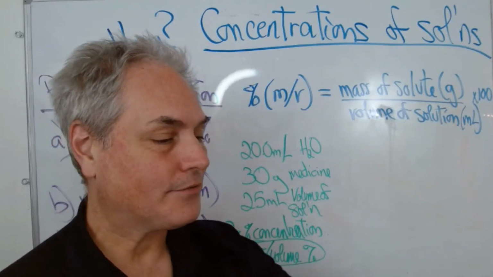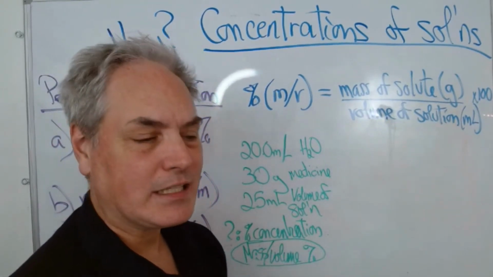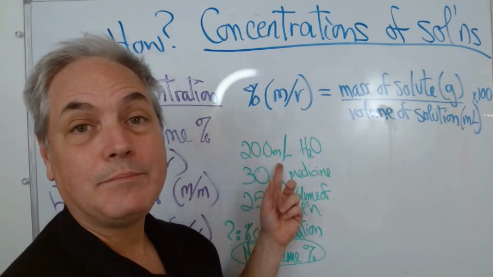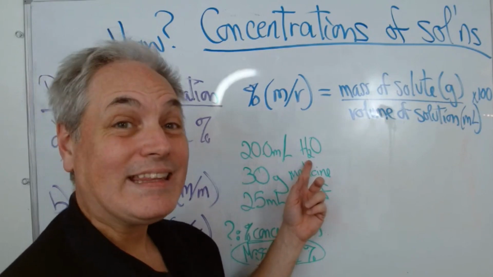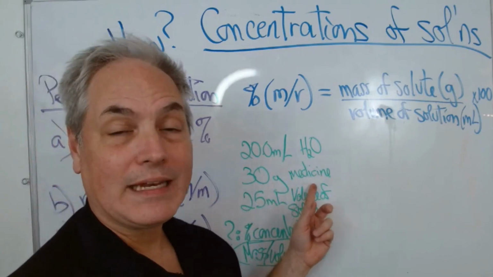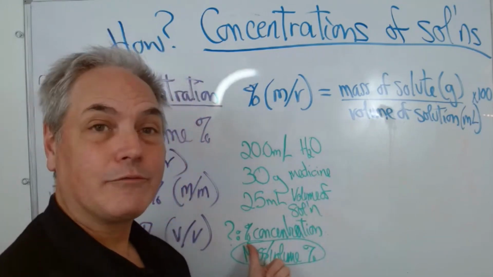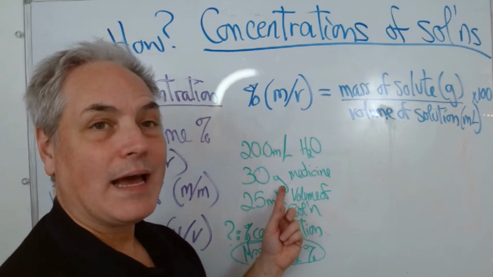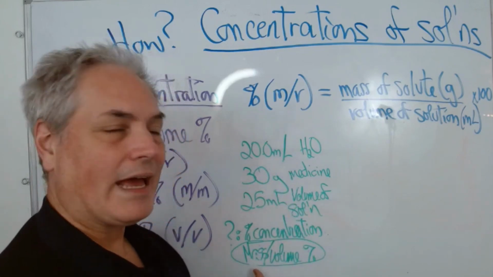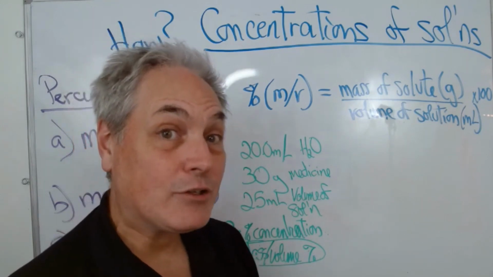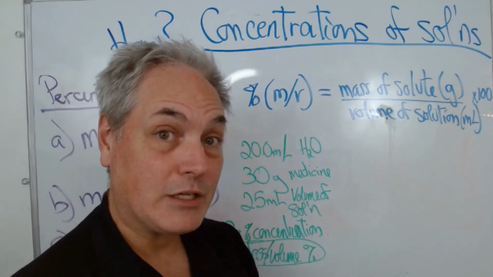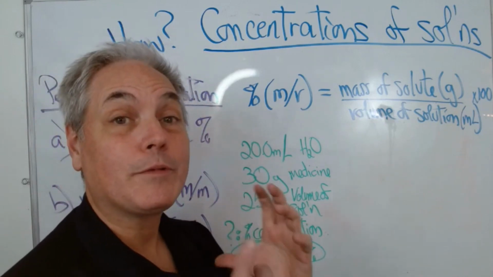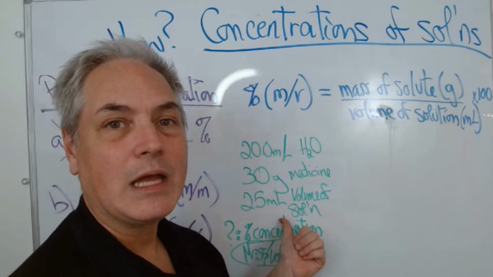So here I have an activity that was in the textbook. It goes like this. You've got a pharmacist, and the pharmacist adds 20 ml of distilled water to 30 grams of medicine. So the question here, we're looking for the percent concentration, and because we have a mass and a volume, we have mass volume percent. Now there's extra information that is given here. We have that the volume of the final solution is 25 milliliters.